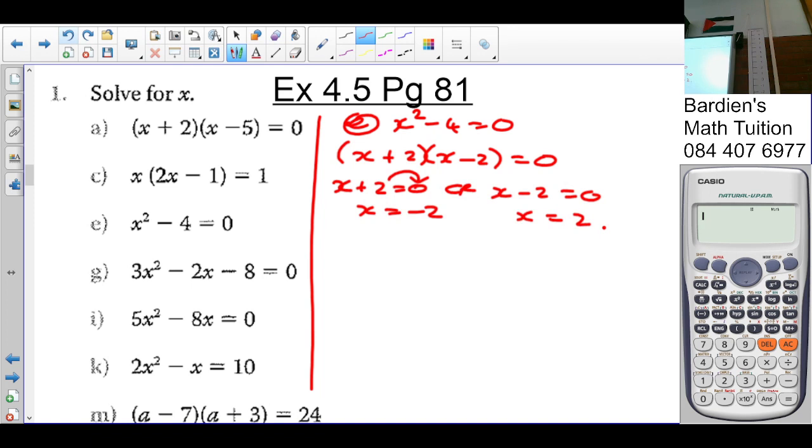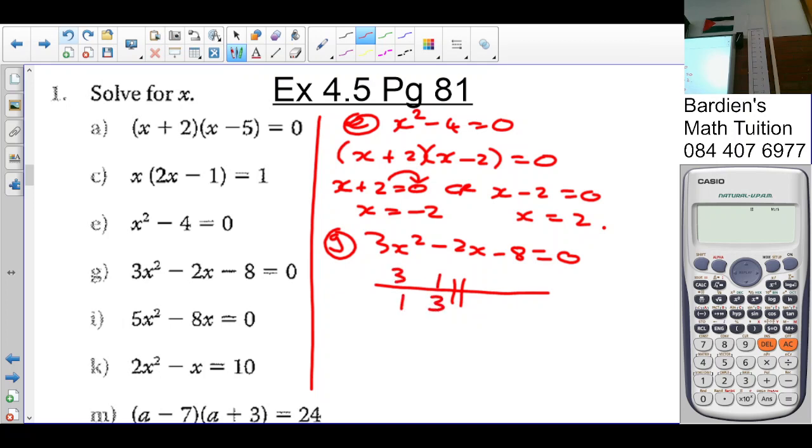If you look at G, you got 3x squared minus 2x minus 8 is equal to 0. What factorization can occur here? Trinomial again. What goes on the line? 1 and 3. For 8 it is 1 and 8, 2 and 4. I don't have to write the 3 and 1 if the factors work.